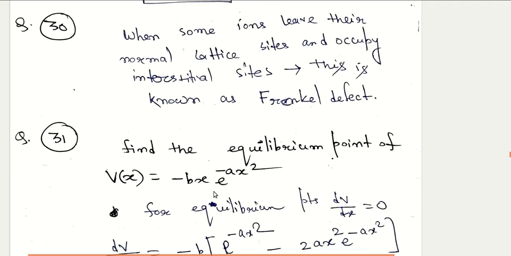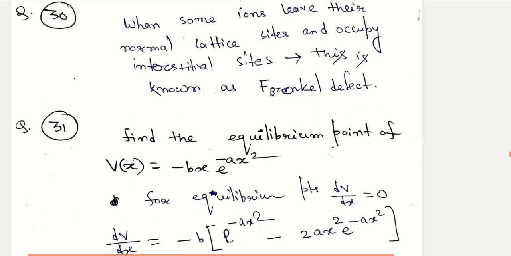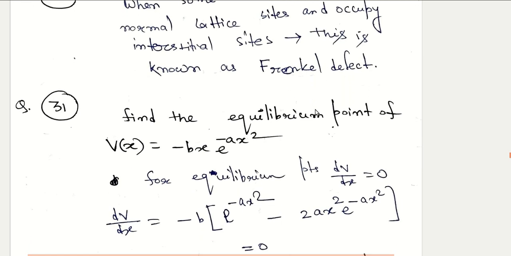Next is the question about the Frenkel effect. It was given that when some of the ions leave their normal lattice sites and occupy the interstitial site, what is the effect known as? There are lots of effects like the Meissner effect, Frenkel effect, Schottky effect, and another one, but the correct option will be the Frenkel effect.